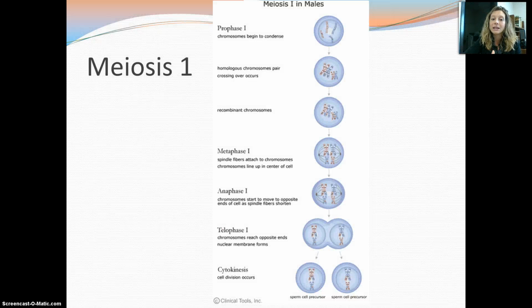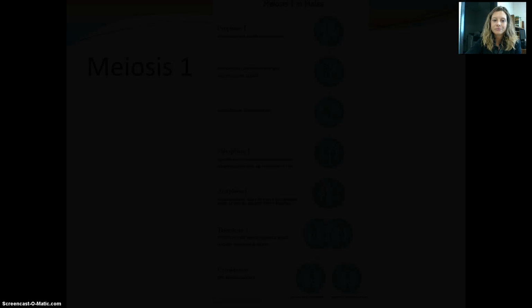So now we're starting meiosis 1, our first set of nuclear divisions, our first division of the nucleus. Okay, so here's just a quick overview, and we're going to go through each of these steps, but if you'd rather get your information from this slide, that's fine.